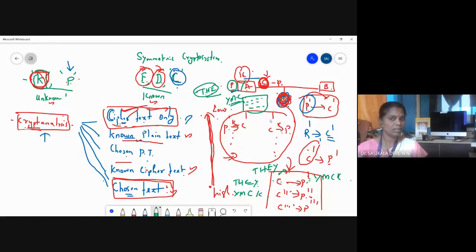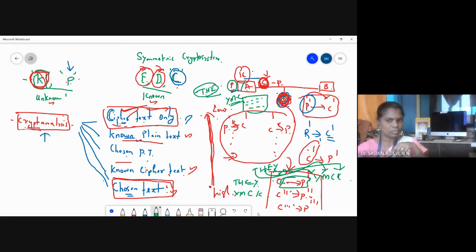This pattern is available with the attacker. This is a known ciphertext pattern. By using this pattern, the attacker can exploit some relationship. What is the relationship? T is replaced by Y, H is replaced by M, and E is replaced by C.